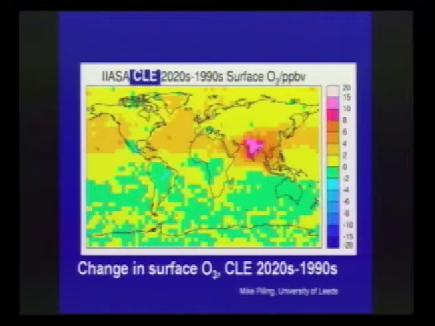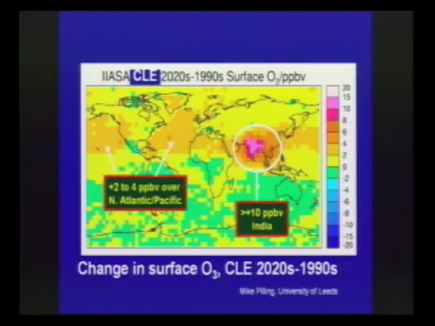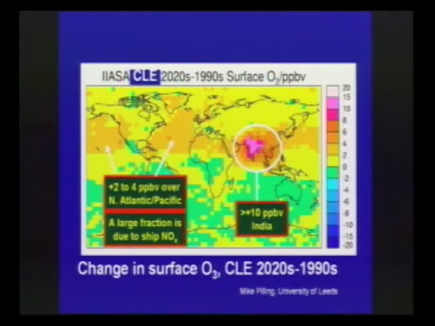the change in surface ozone. And what is interesting is that this particular model shows a large increase here in India based on that model. And what is interesting also is that the changes that you see in the Pacific and Atlantic in the Northern Hemisphere are mostly due to ships and ships operation.